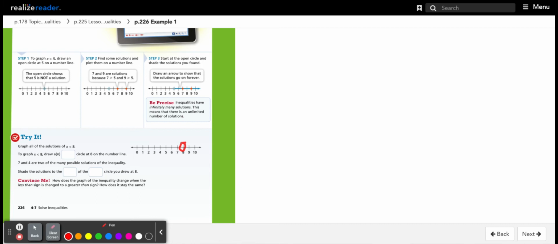So now, should we shade to the left or to the right of 8 if we're saying that x is less than 8? Well, let's think of some possible solutions here. 7, 6, 5, 4. Those are all numbers less than 8. We are going to be shading to the left. So think about what we're saying. Is it greater than or is it less than? Plug in numbers to see what makes sense.